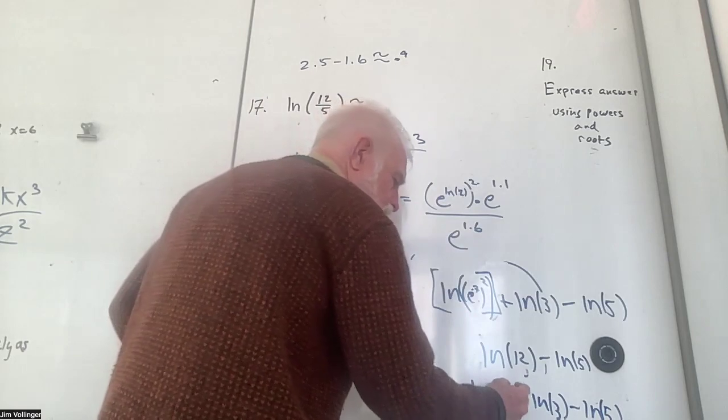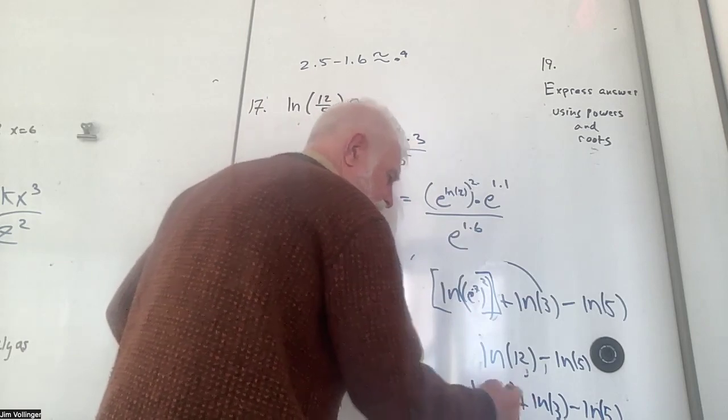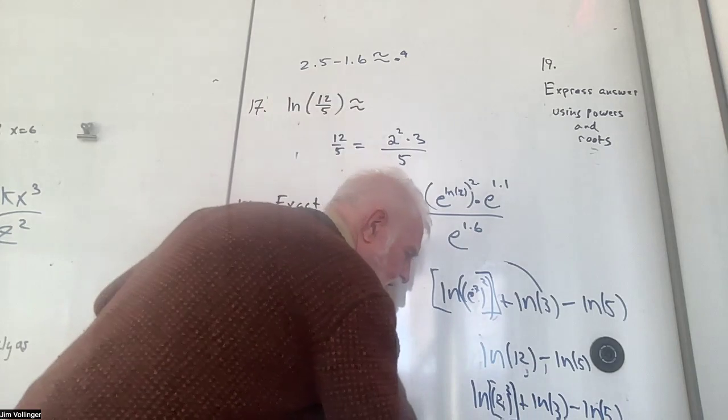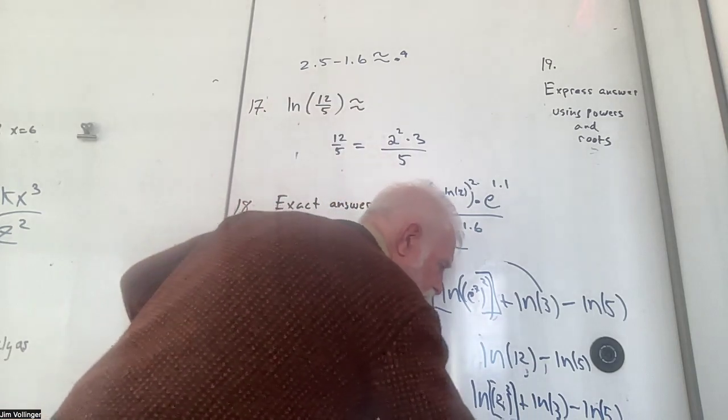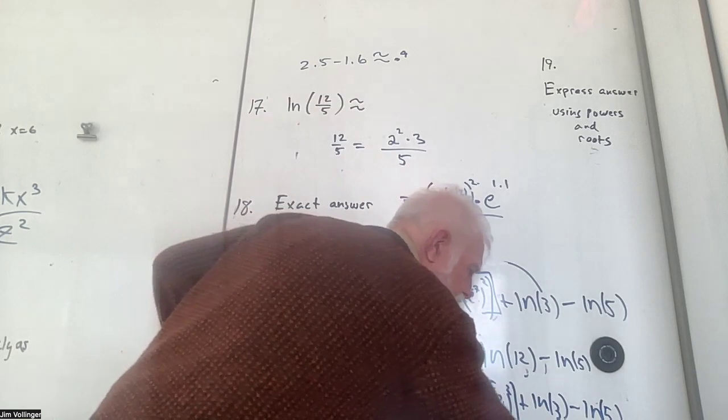4 could have been 2 squared. Put a bracket around that. And then I get 2 ln of 2 plus ln of 3 minus ln of 5.